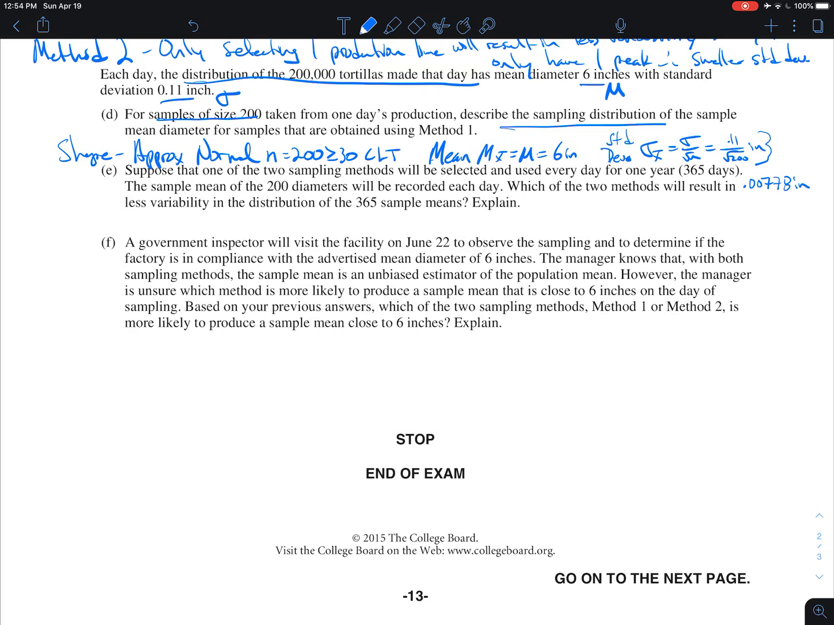Question E. Suppose that one of the two sampling methods will be selected and used every day for a year. The sample mean of 200 diameters will be recorded each day. Which of the two methods will result in less variability in the distribution of the 365 sample means? So this is maybe where it starts to get away from us as far as things we talked about specifically during the year. But again, as far as investigative tasks go, I don't think this one's out of our reach, but something for us to think about.